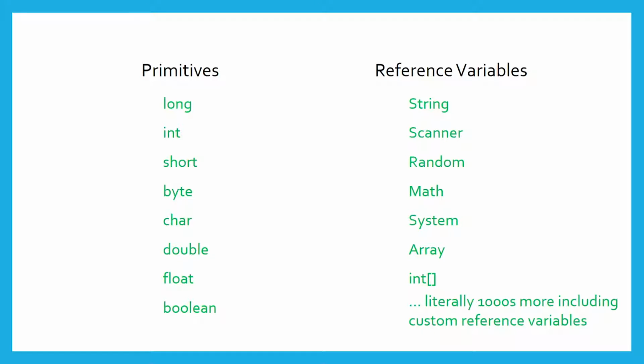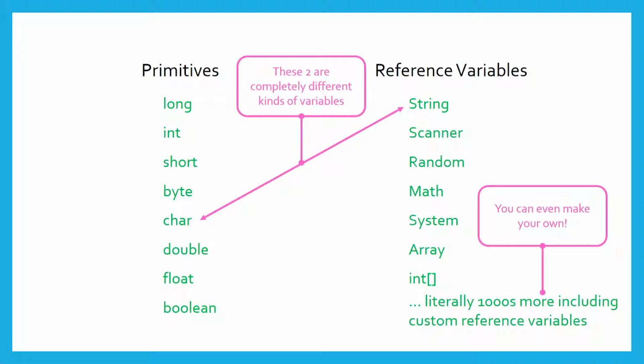Today we are discussing the string class. Strings are reference variables, not primitives. Strings and characters, chars, are often confused with each other because both can hold characters. However, strings are far more complex than chars.